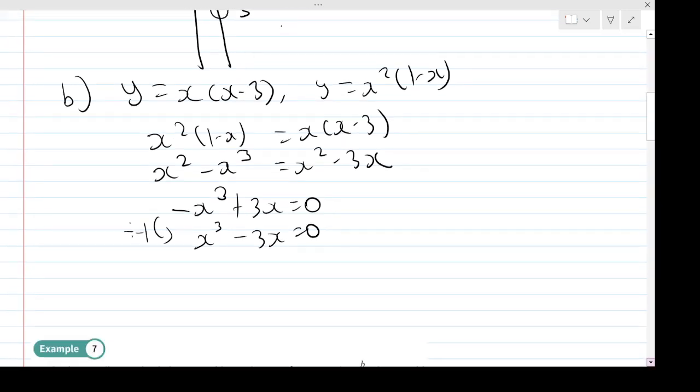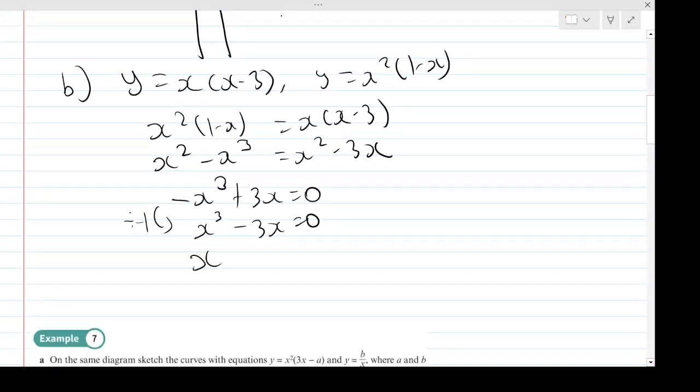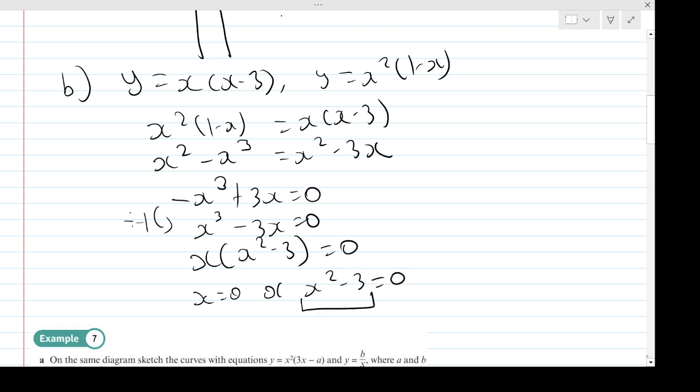Well, then I can solve this because I can factorize it: x(x squared minus 3) equals 0. Okay, well then the solutions I get when I set each part equal to 0, right? These two different parts. Either x is 0 or x squared minus 3 equals 0. But I can solve this by rearranging, right? To get x squared is 3. Well, if x squared equals 3, then by square rooting x is root 3.